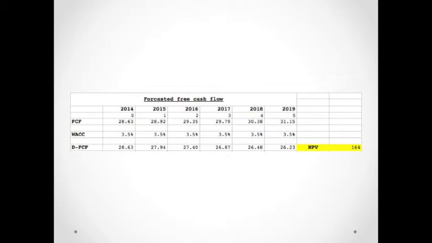164 means that either I over-evaluated the company or investors under-evaluate the company. In this case, this goes back to the growth rate. We will discuss that in the end.